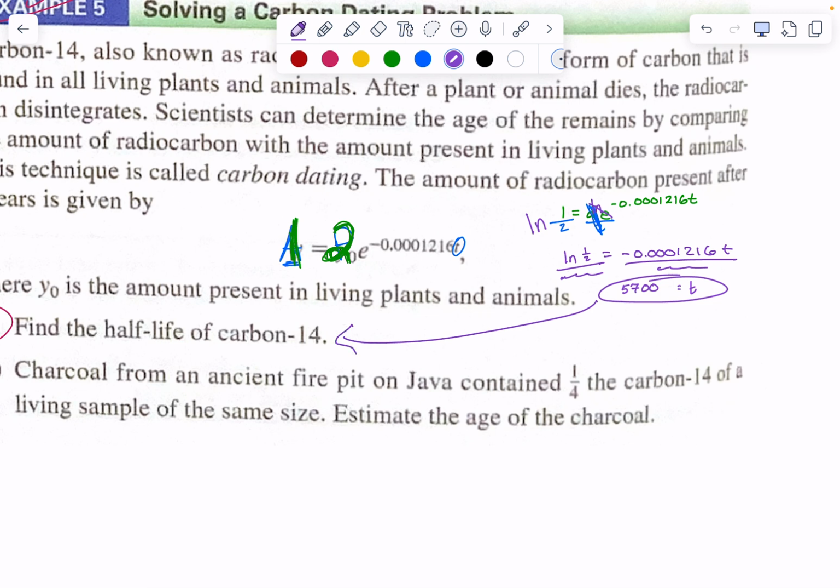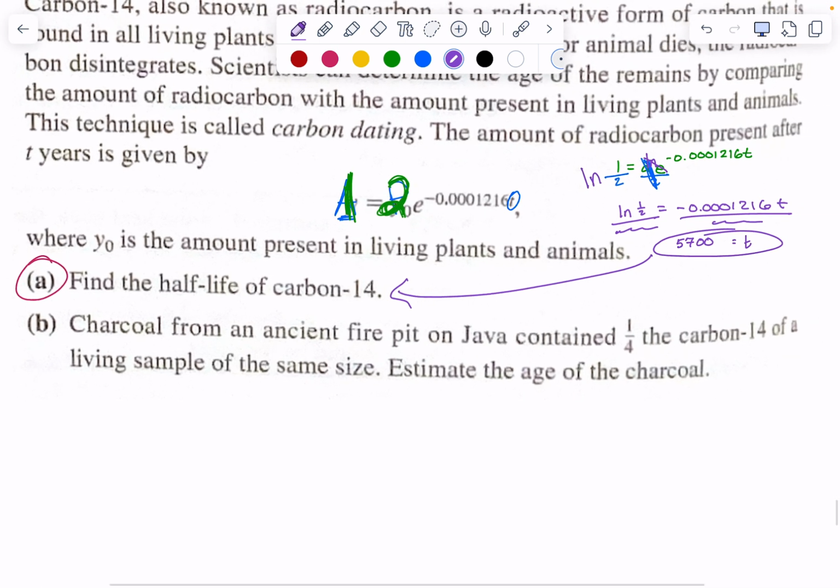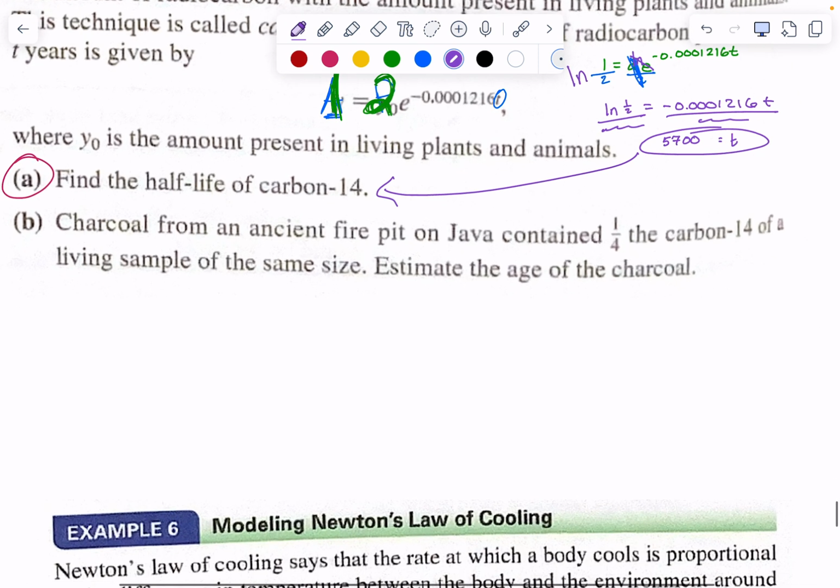That is 5,730 years. Charcoal from an ancient fire pit on Java contained 1/4 of a living sample of the same size. Estimate the age of the charcoal. Okay, so here's the deal. If we start with, let's say, 1, and it splits in half, now it's a half. If it splits in half again, now it is a fourth. So when they say 1/4 of it exists now, how many times has it split in half? Twice. So how long has that thing been dead? 5,700 times 2.